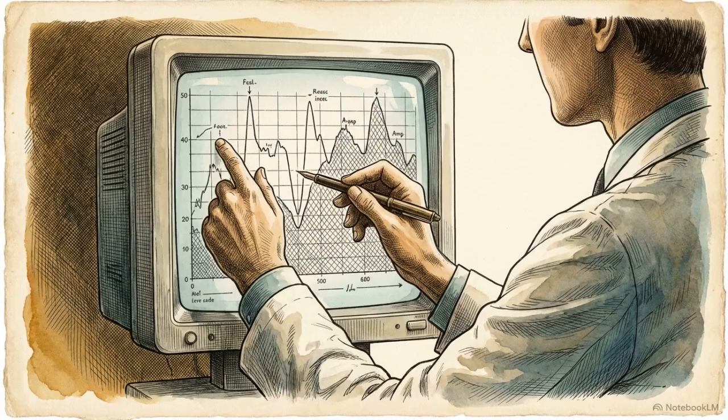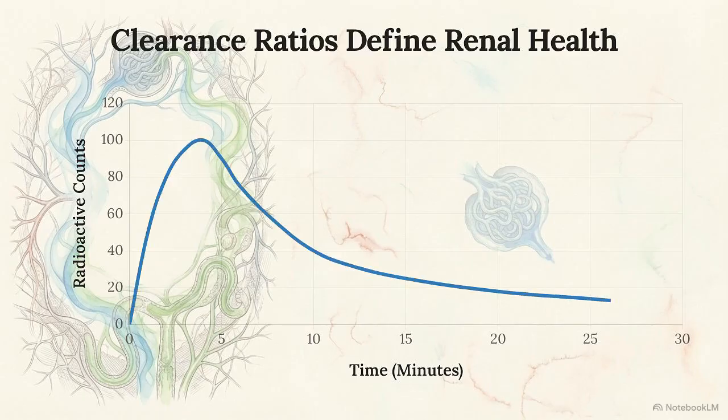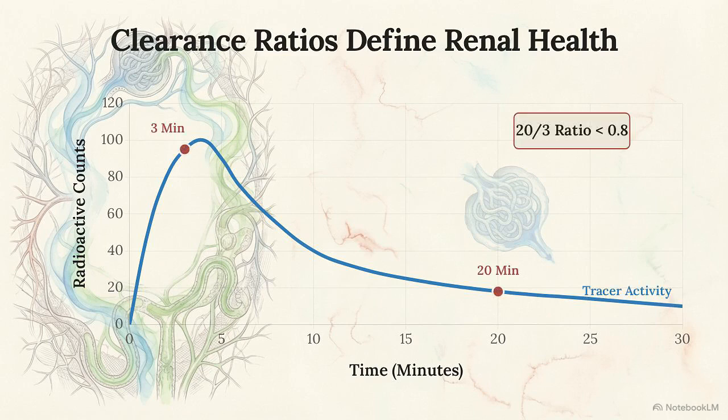We quantify any delays in clearance using strict ratios. A normal 20-minute to 3-minute count ratio is less than 0.8. A normal 20-minute to peak ratio is less than 0.3.